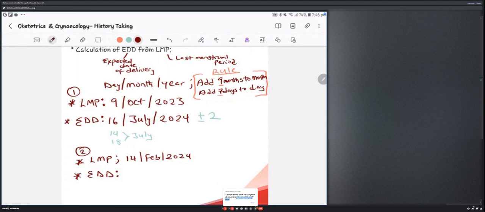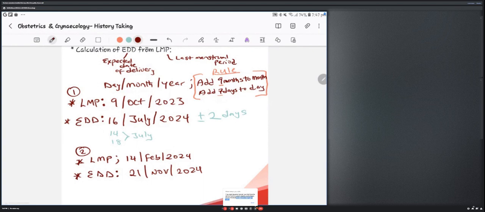I got the 21st of November, 2024. Any different answer? I got the same. Okay. Remember, it is also plus or minus 2. You mustn't mention 19th, 20th, 21st, 22nd. Just say 21st November plus or minus 2 days.